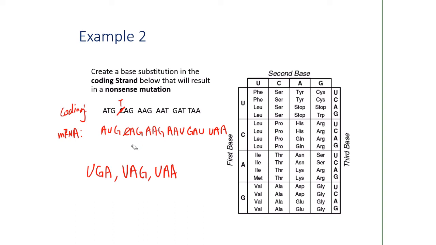You might notice you can also do it in the third one, right? Here instead of AAG, if I change it to UAG, TAG here, that's also going to be a stop codon. All right.